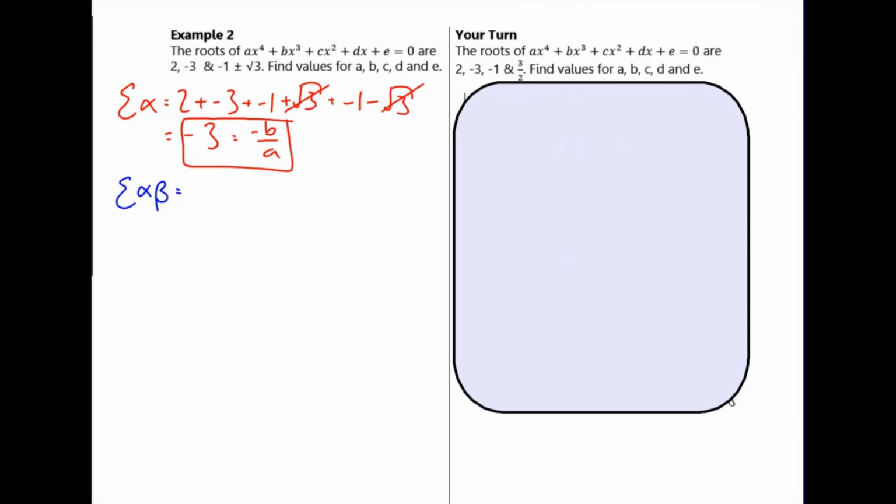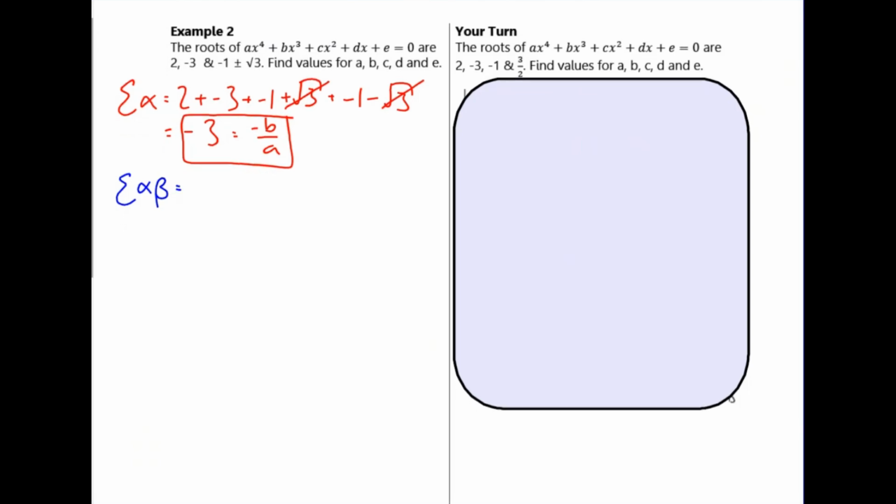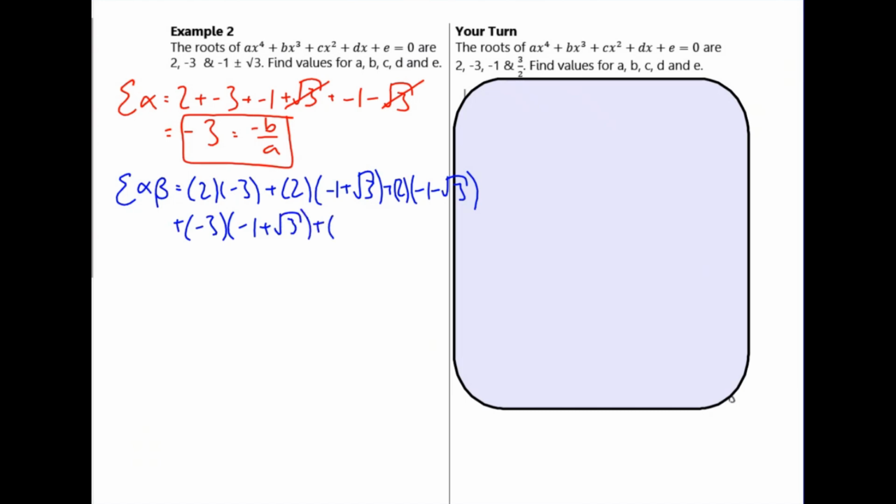Next is the sum of the product pairs. So pairing these up, I can have 2 times minus 3 plus 2 times minus 1 plus root 3 plus 2 times minus 1 minus root 3. So that's 2 paired up with all of those. Pairing the remaining ones with minus 3, so plus minus 3 times minus 1 plus root 3 plus minus 3 times minus 1 minus root 3. And then the last one is pairing up the last two.